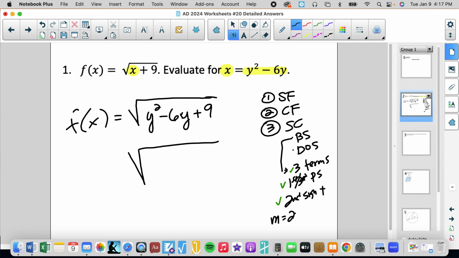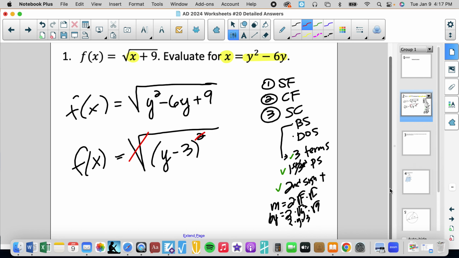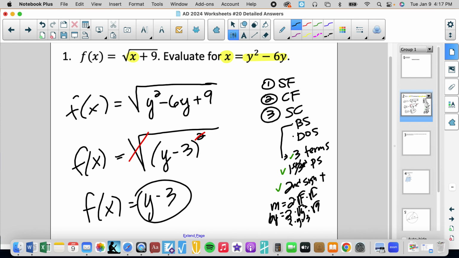The middle equals 2 times the square root of the first times the square root of the last. So does 6y equal 2 times the square root of y squared times the square root of 9? And yes, it does. 2 times y times 3 equals 6y. So this is a binomial square. F of x, and this square and this square root will cancel, so we get f of x equals y minus 3.